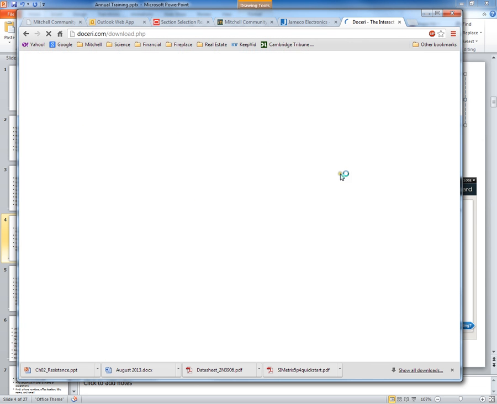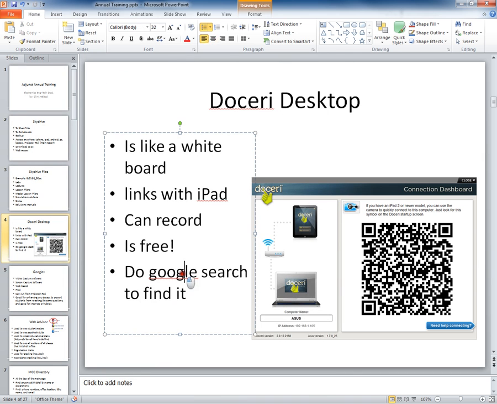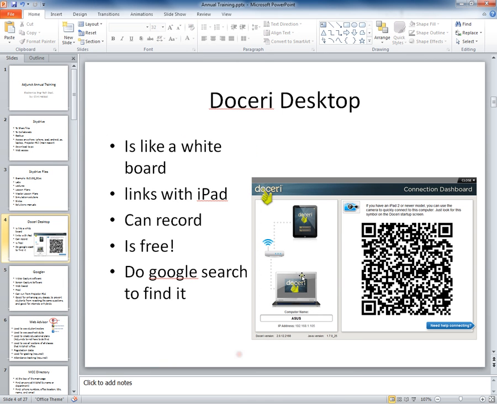interactive whiteboard for iPad. You put a copy on your PC, you put a copy on your iPad, and you can display anything on your screen on your iPad, and you can draw and save it and record it, and it's free. So that's pretty cool.